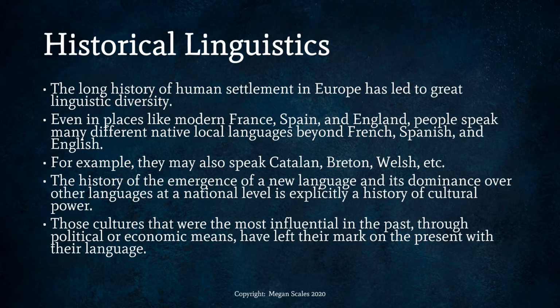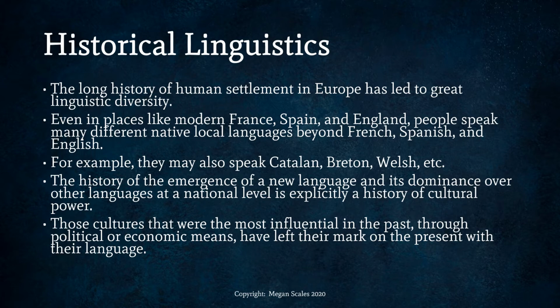So the long history of human settlement in Europe has led to great linguistic diversity. Even in places like modern France, Spain, and England, people speak many different native local languages beyond French, Spanish, and English. For example, they may speak Catalan, Breton, Welsh, etc.